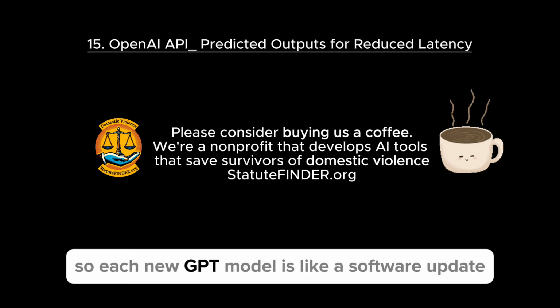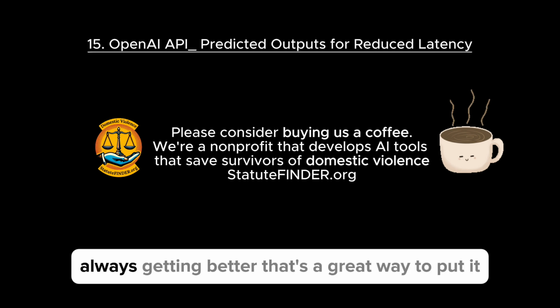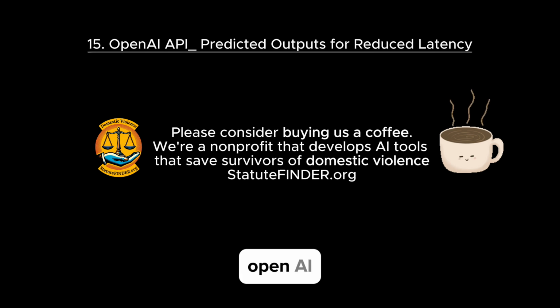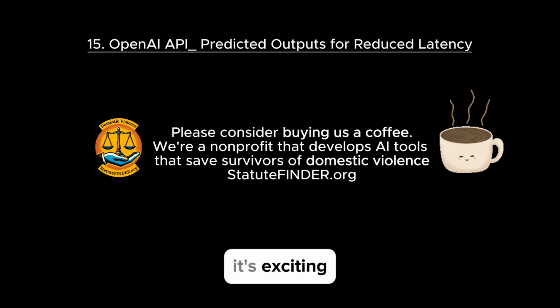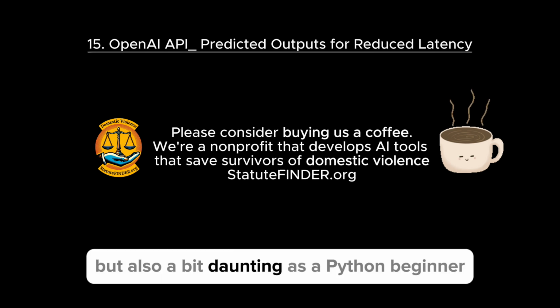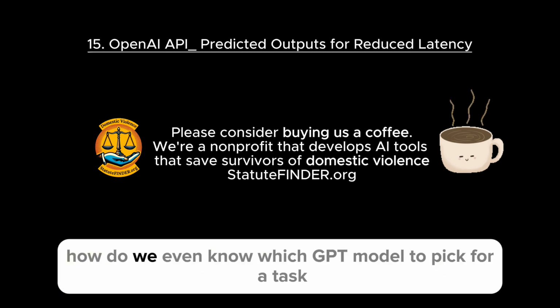So each new GPT model is like a software update, always getting better. That's a great way to put it. OpenAI keeps pushing the boundaries of what these models can do. It's exciting, but also a bit daunting. As a Python beginner, how do we even know which GPT model to pick for a task?